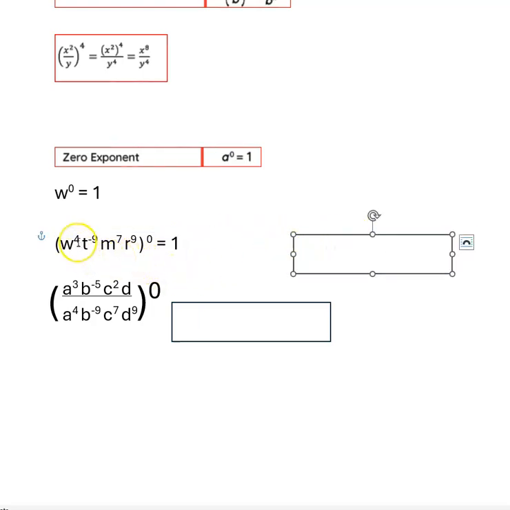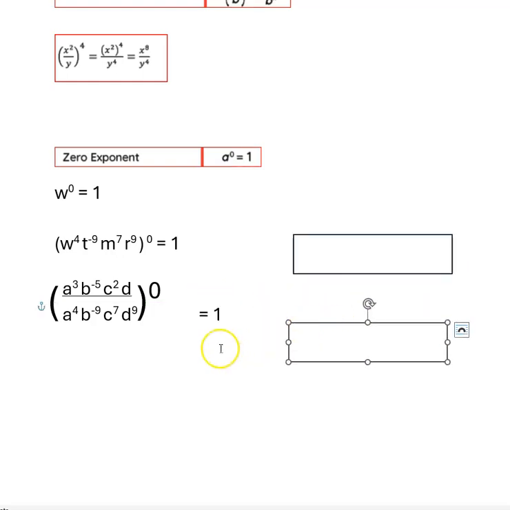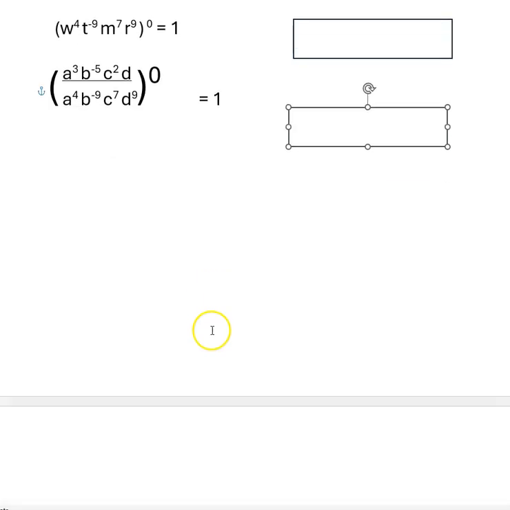Now, if you worked it out, you would have done 4 times 0 is 0. Negative 9 times 0 is 0. And 7 times 0 is 0. 9 times 0 is 0. And you would have gotten 1. This big old thing, you might think, oh, I'm going to have to go through all this division. Nope. The whole thing to the 0 power is 1. So that's a nice one to know.